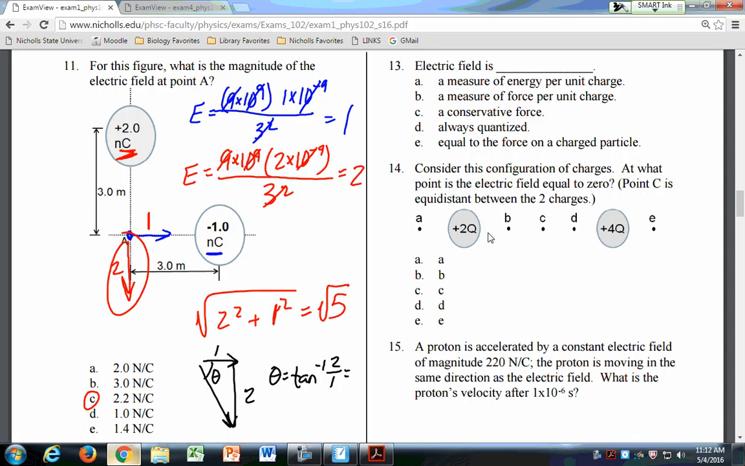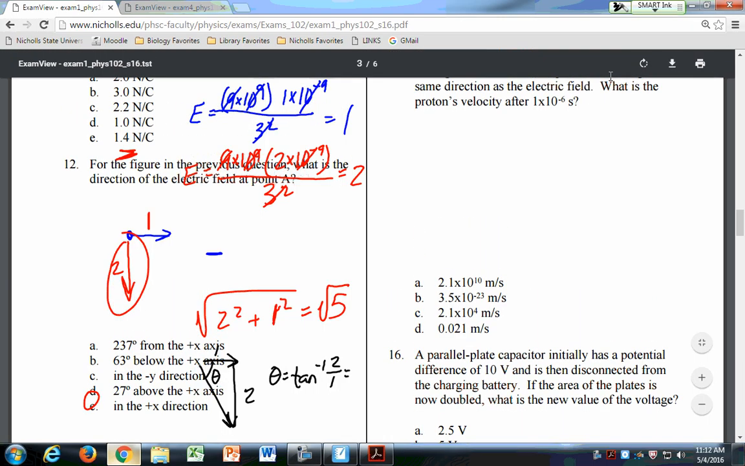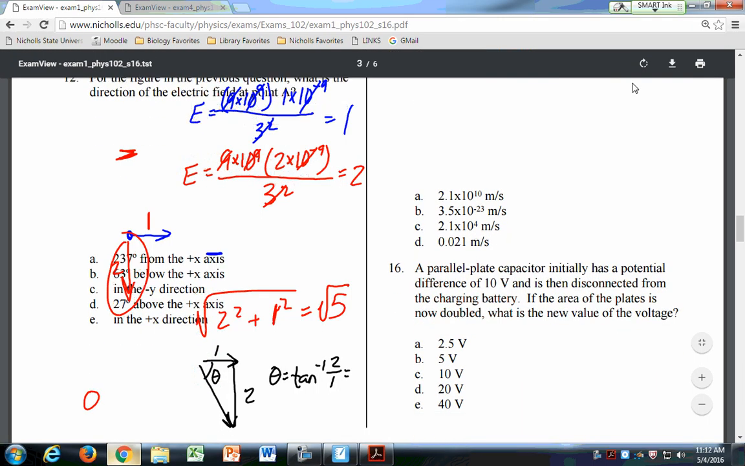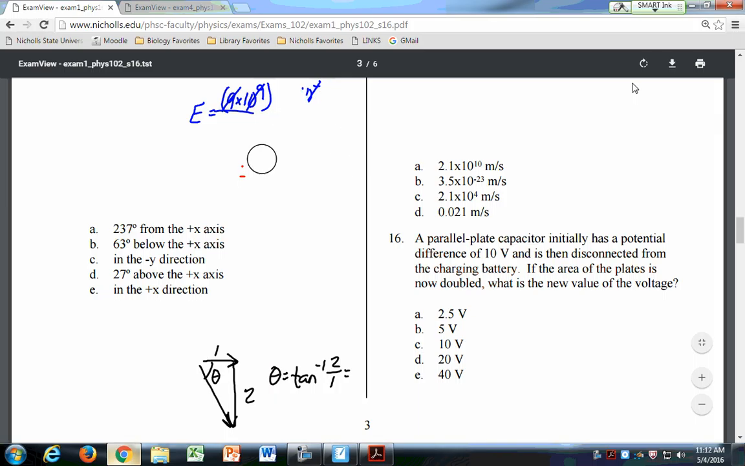I don't know what that is. Let's see. Oh, it's for this question. You can figure out what angle it is just by looking here. I know it has to be below the positive x-axis, so it can't be that. It's probably B. I think it's B, 237. Yeah, it has to be B. Yeah, B is the right answer. So you find that that's equal to 63, and it's below the positive x-axis. Make sure you watch those qualifiers as to which axis.